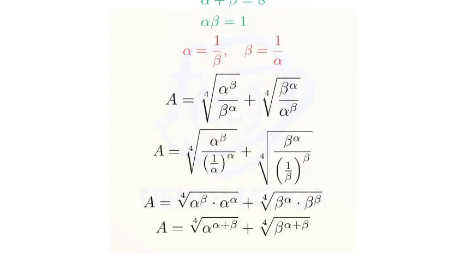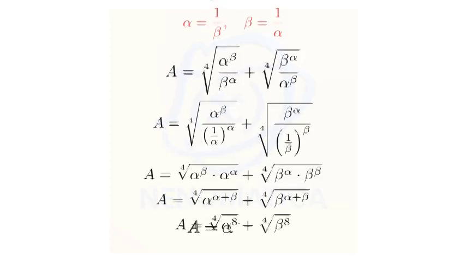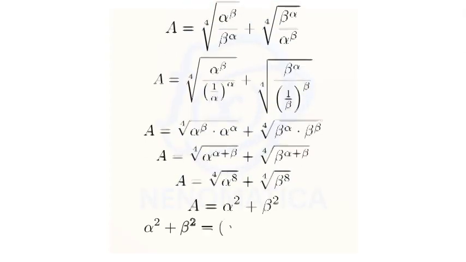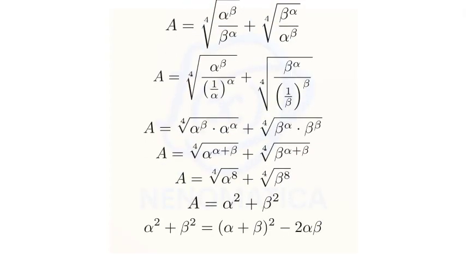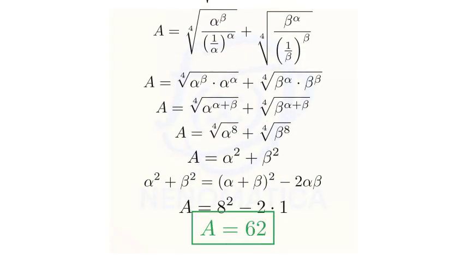Add the exponents. Using alpha plus beta equals 8, each fourth root becomes the fourth root of the eighth power. The fourth root of alpha to the eighth is alpha squared, and similarly for beta. Now use the identity alpha squared plus beta squared equals the square of the sum minus 2 times the product. Substitute the sum equals 8, and the product equals 1. Compute the final value. 64 minus 2 equals 62.